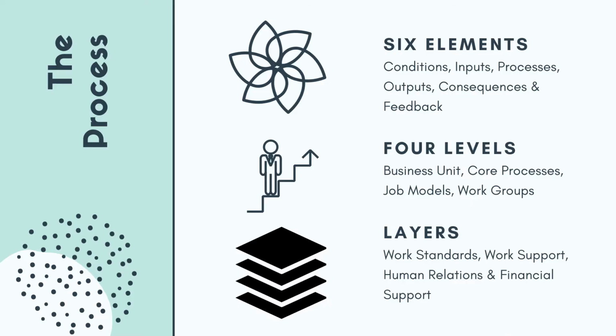These 6 elements comprise work done at different levels and layers. Levels include the business unit, core processes, job models, and work groups. The levels are important because organizations can develop a common understanding of the performance of an individual, a work group, a business process, and the whole business unit to solve problems and more effectively implement daily work. Better understanding leads to improved performance. The 4 layers that constitute performance are work standards, work support, human relations, and financial support.